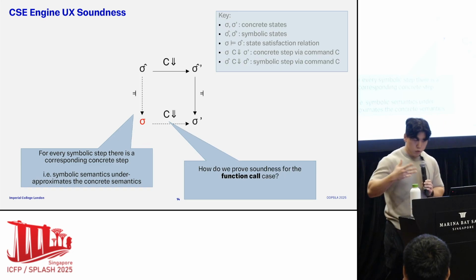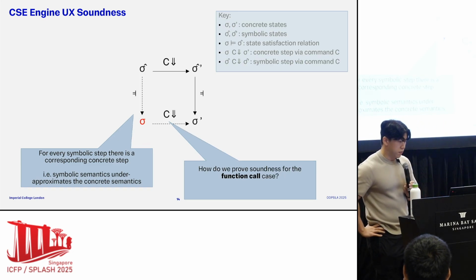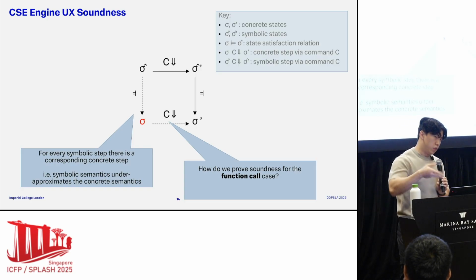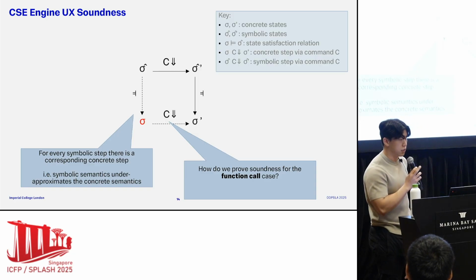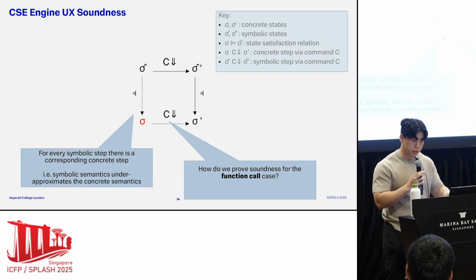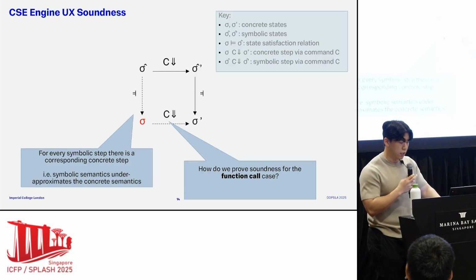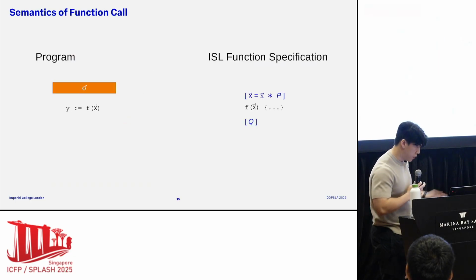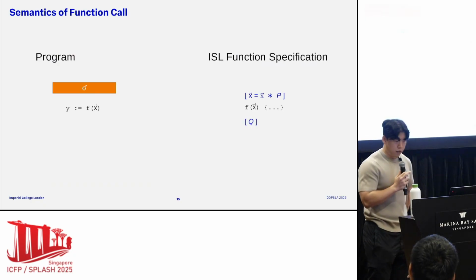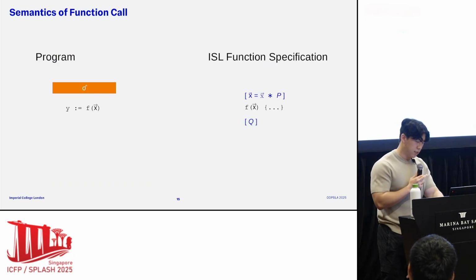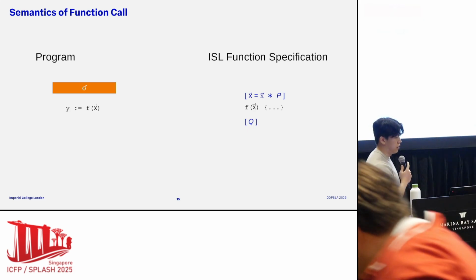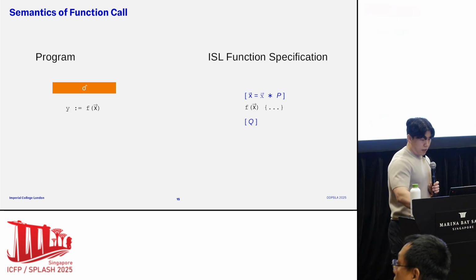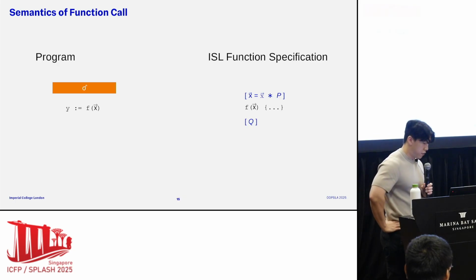So now that we have the soundness theorem, we would usually do structural induction over the symbolic semantics, and perhaps the most interesting case to consider is the function call case. This is what standard CSE tools like Gillian, Viper, and VeriFast would do. First, it's important to understand how the function call works in the symbolic semantics. Let's assume we're trying to call a function, and we're in the symbolic state sigma. Let's also assume we have the specification of the function.